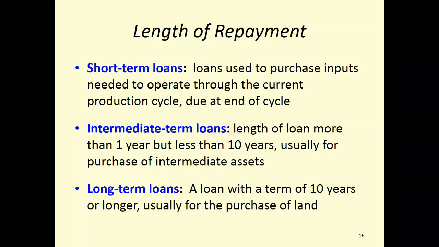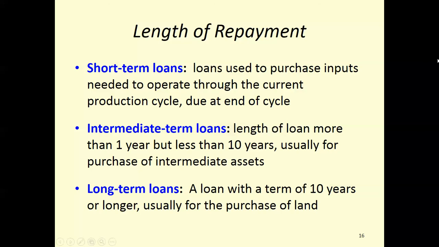That'd be a 1-year loan. You borrow the money for one production cycle. When you're done producing, whether it's livestock or row crops, for example, you produce the crops, harvest the crops, and pay back the loan at the end of the production cycle.